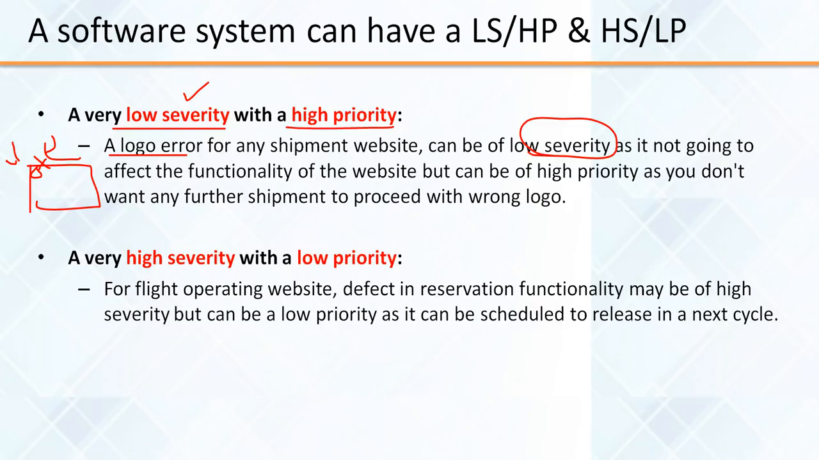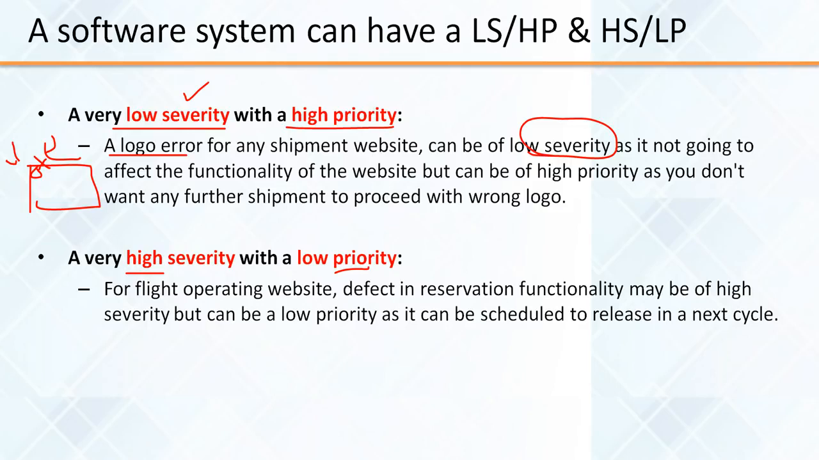And there is another scenario: high severity and low priority. See this scenario. For a flight operating website, a defect in the reservation functionality may be of high severity but can be low priority, as it can be scheduled to release in the next cycle. Suppose there is a website we are testing, that is a flight reservation website.